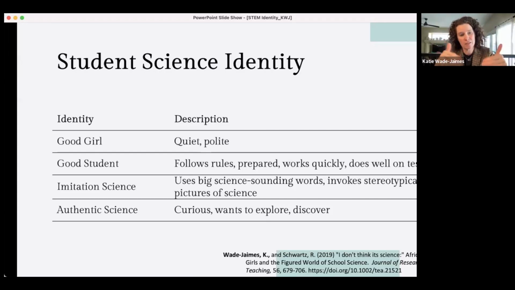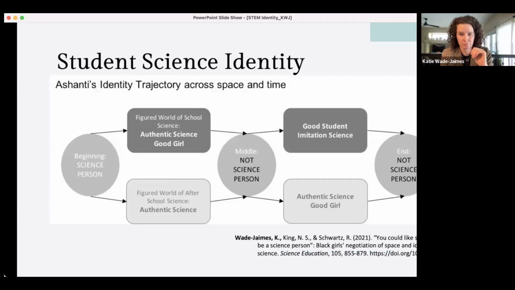To disrupt this, in the after school club we introduced this idea of authentic science. So are you curious? Do you want to explore and discover? We didn't have a lot of rules. A little chaotic. It was loud. It was exciting. People were exploring. And we didn't have the same restraints in the after school club that we did during the school day, right? So we were able to introduce what was hopefully going to be a more authentic version of a science identity, to help sustain students who wanted to persist in science.